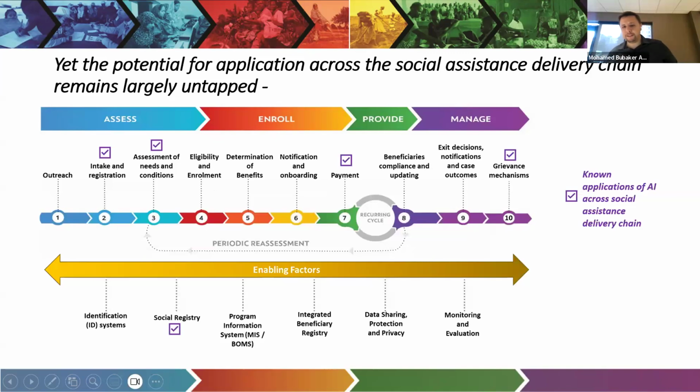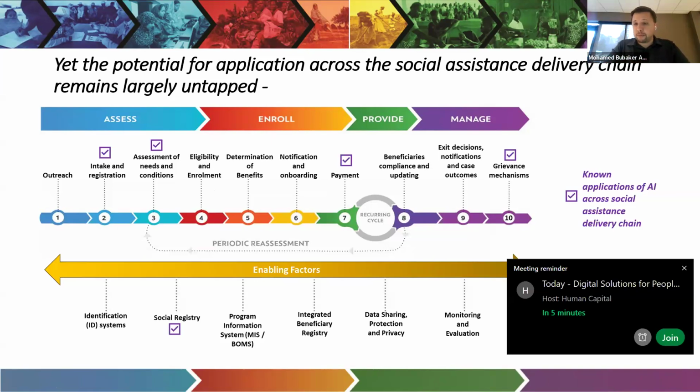But here, if we look at what we call the delivery system or delivery chain, which are the business processes and the different steps that social protection programs, particularly social assistance, which is the non-contributory part of it, go through, right? From outreach, how you communicate with applicants, how you take the information and register them, how you assess the needs and conditions, enroll the beneficiary, pay them, and then how you manage them across the program or project lifecycle, right?